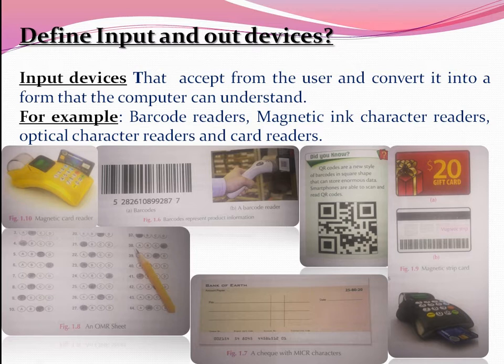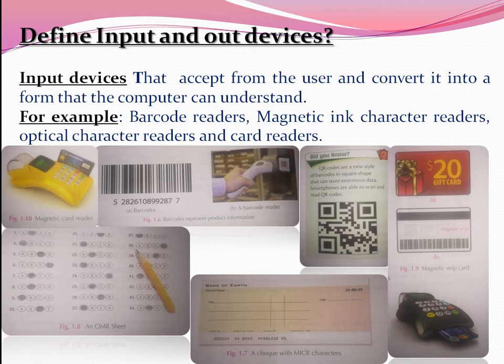The cashier uses a barcode reader to scan the barcode. This is the barcode reader. Okay. Each purchased item gets input into the computer, which uses the barcode to identify the product.